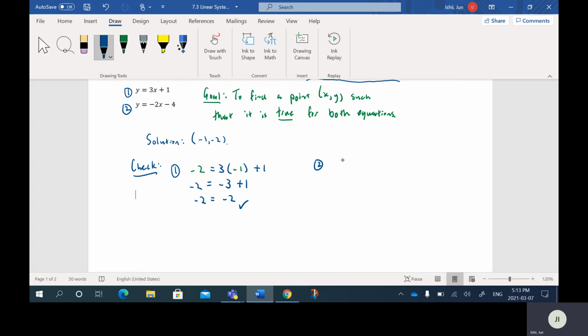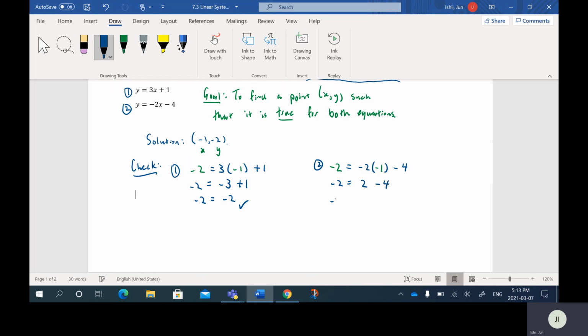Now I want to do it for the second one as well. Again, I'm going to plug in -2 for y and -1 for x into the second one here. So we get -2 equals -2, that's the front there, and then I'm going to plug in -1 for x, minus 4. So -2 equals, these two multiply, -2 times -1 is +2.